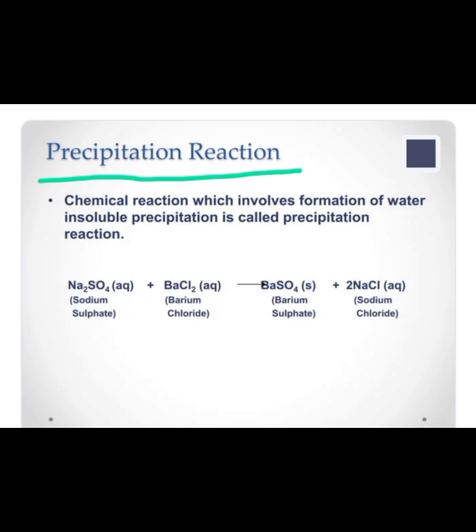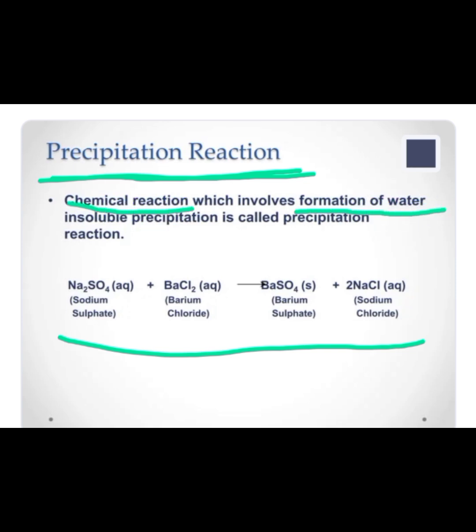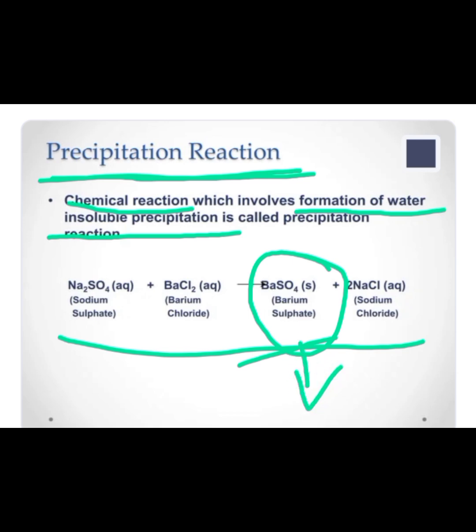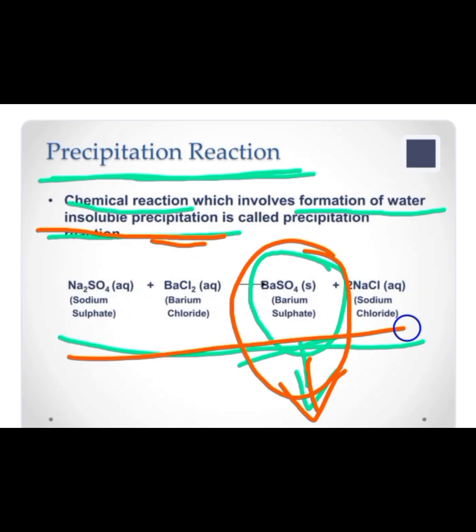This is the precipitation reaction. The same example is given here. What are precipitation reactions? If we discuss the chemical reaction which involves the formation of a water insoluble precipitate, that solid mass of a substance, barium sulfate, is separated out in the form of a solid, represented by a down-headed arrow. The insoluble precipitate in the reaction is the precipitate, and the resultant equation is a precipitation reaction.